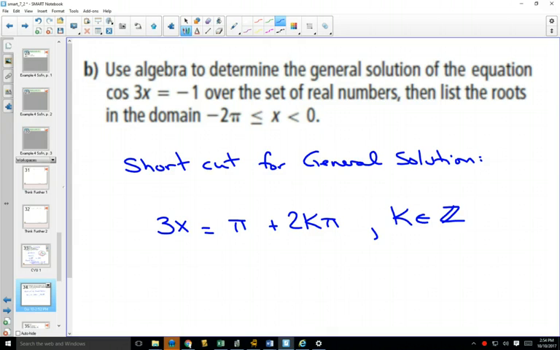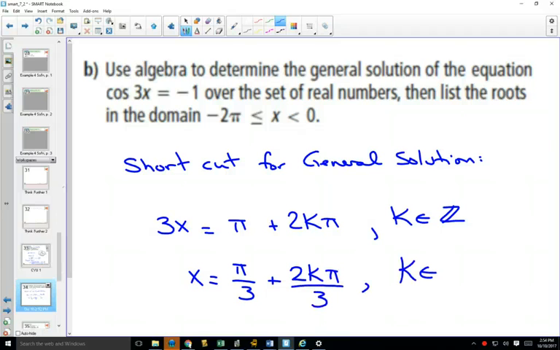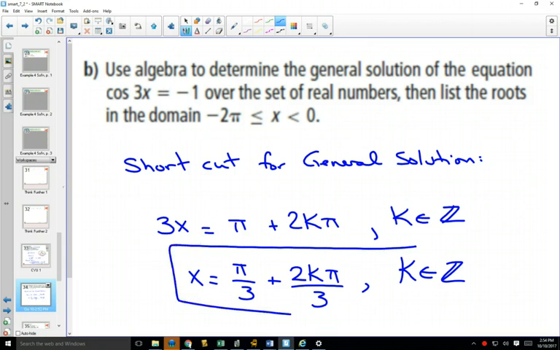If I wanted to solve for x, I would have to divide by 3. But now when I'm dividing by 3, I divide everything by 3, except for this part here, which is just telling you what k belongs to. It's not actually part of the math. But you'll get pi over 3 plus 2k pi over 3. And this is your final answer. Okay? That is the shortcut.